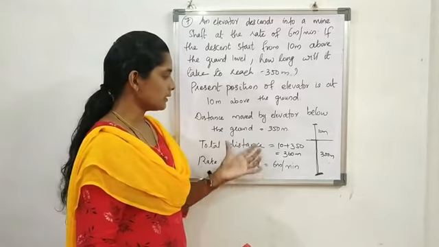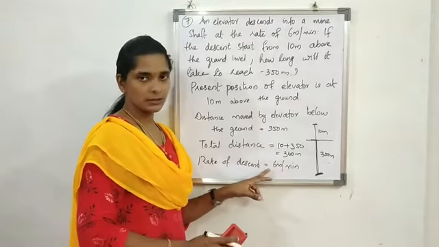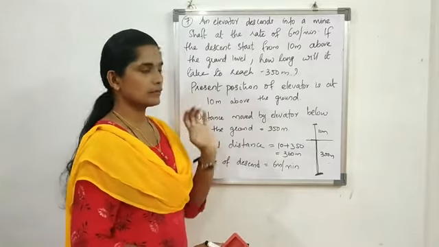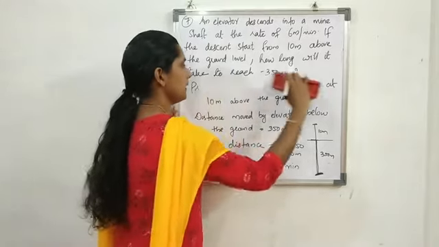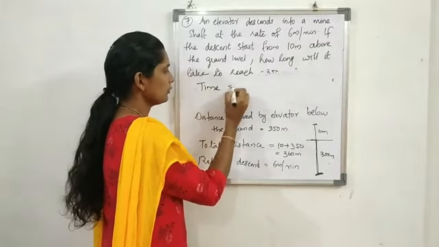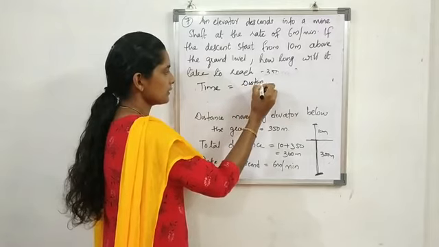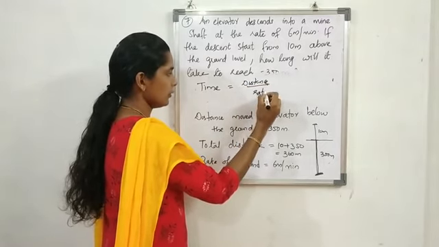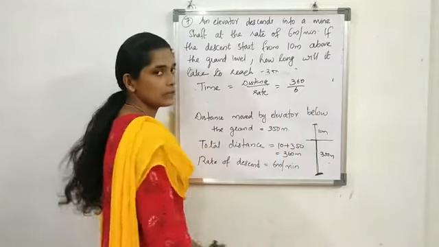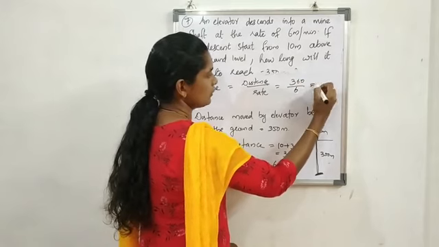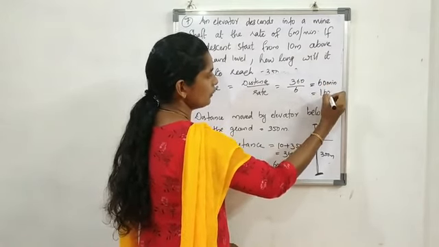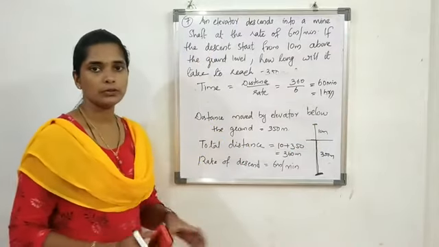Then the rate of descent is 6 meter per minute. Then we have to find how long it will take. That means we have to find the time. Time is equal to distance upon rate. Time is equal to the total distance by the rate of descent. That is 360 by 6 meter per minute. Cancel, we get 60 minutes. 60 minutes is equal to 1 hour. Okay, 60 minutes or 1 hour we can write.